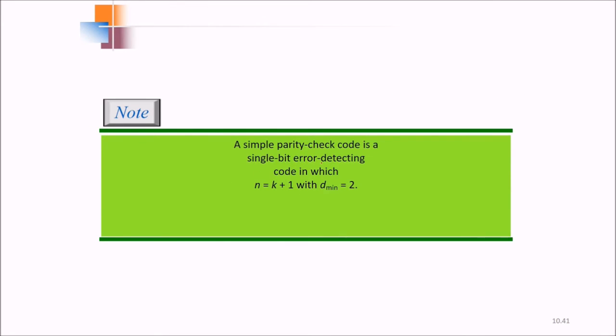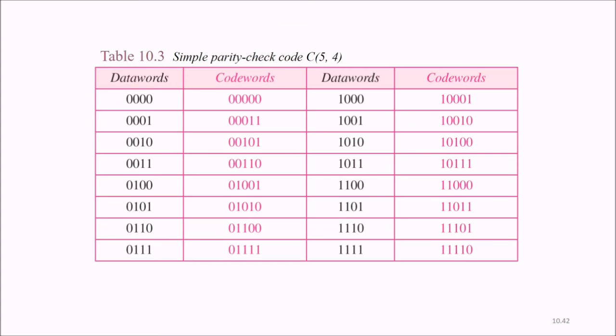A simple parity check code is a single bit error detection code in which n is equal to k plus 1. You know what n and k are? K bits are the data words, and n bits the code words, where D minimum is equal to 2. That is the minimum Hamming distance equal to 2. This is a simple parity check code. Here you have 4 data words bits, and the code words are 5 bits. So this is the formation of a simple parity check code.